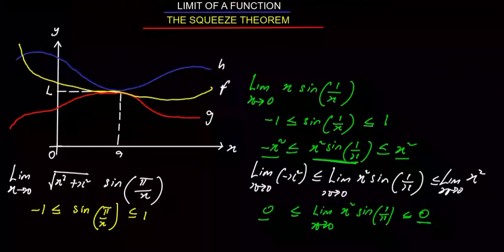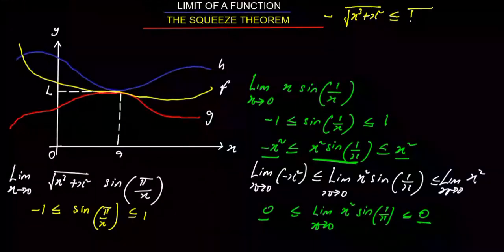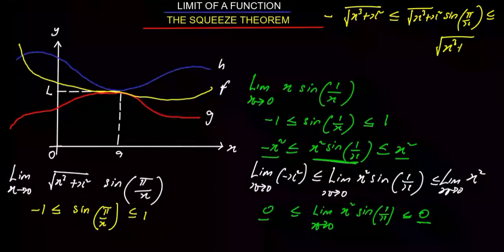All right, so let me do that. That is minus 1 less than or equal to. For me to make this the same as what I have here, I'll have to multiply through by everything here. If I multiply through by everything, I'll be having negative square root of what? x cubed plus x squared less than or equal to square root of x cubed plus x squared sine pi over x less than or equal to positive square root of what? x cubed plus x squared.